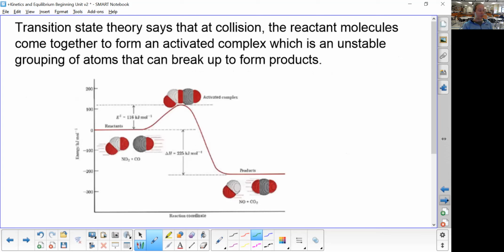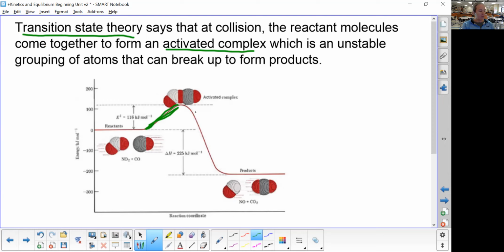So we've looked at energy diagrams before. This is just to remind you of them. The transition state theory says that at collision, the reactant molecules come together to form the activated complex, which is unstable. It's an unstable grouping of atoms that can then break up to form the products. So this is showing nitrogen dioxide and carbon monoxide colliding, with the right orientation and the right amount of energy, and they form this activated complex. However much energy it takes to get there is the activation energy, which this one is labeled. And then this is unstable, so it doesn't last.